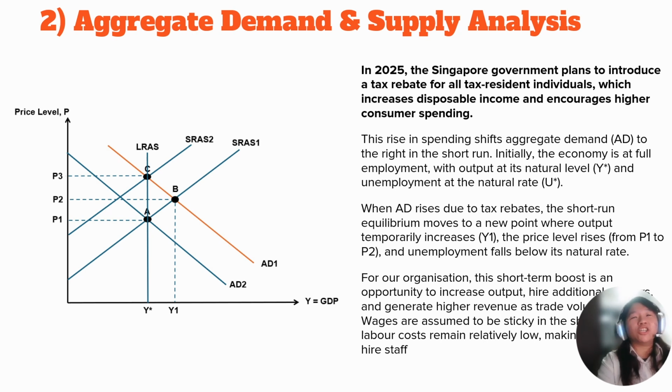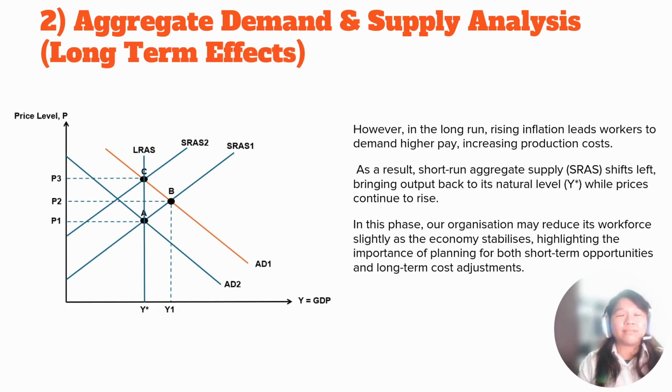Initially, the economy is at full employment with output at its natural level Y star and unemployment at the natural level U star. As demand rises, output increases, prices go up, and unemployment rate falls below natural level. For PSA, this short-term boost represents an opportunity to increase output, hire more workers, and generate higher revenue as trade volumes expand. However, in the long run, inflationary pressure builds.